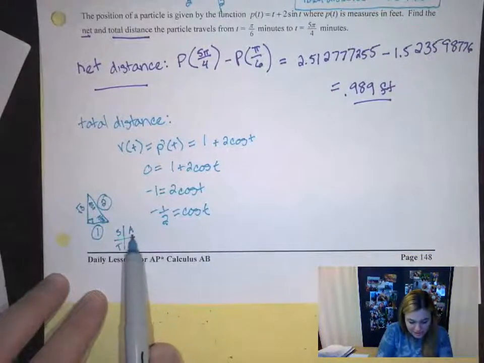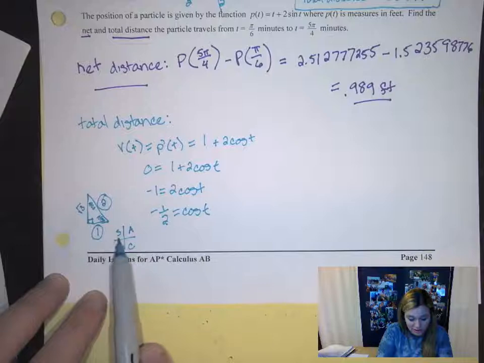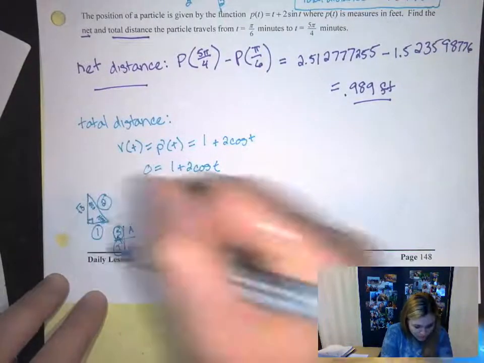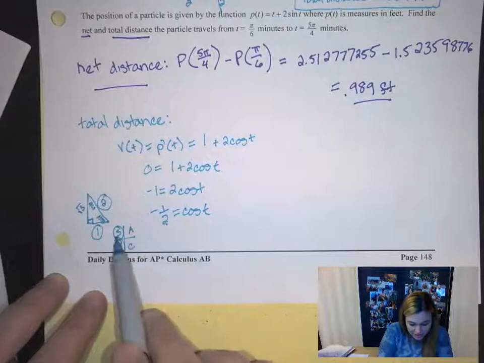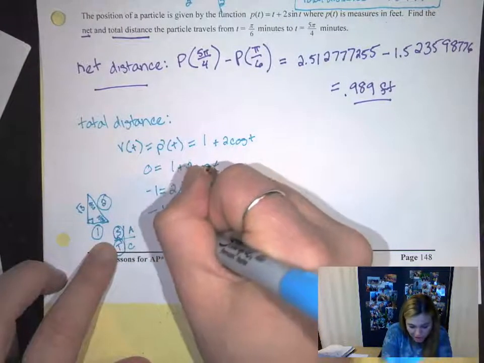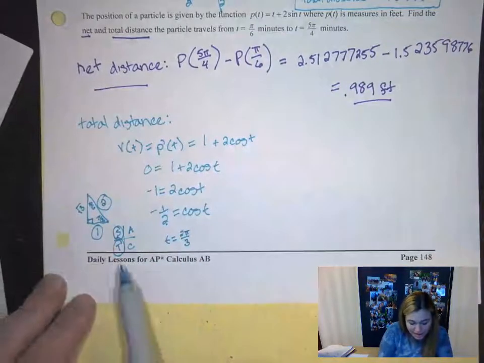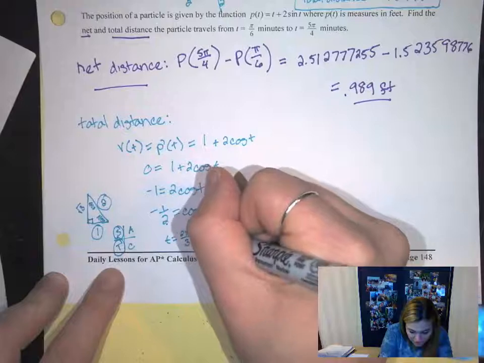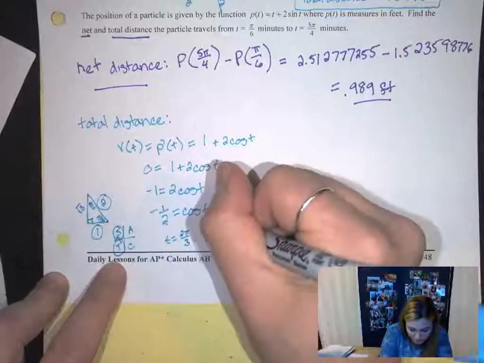So cosine is going to be positive at pi over 3. But right here in this quadrant and in this quadrant, it's not. So if I go here, I would have t equals 2 pi over 3. And then I could keep going, and over in this quadrant, it would be 4 pi over 3.